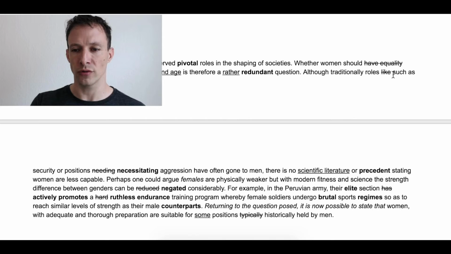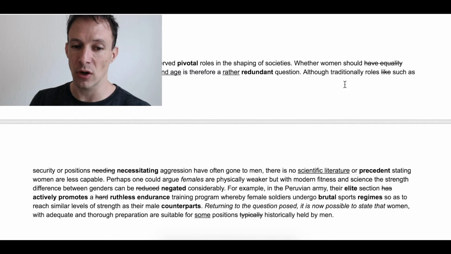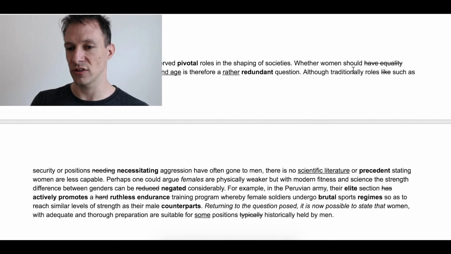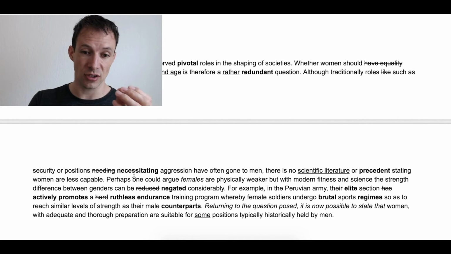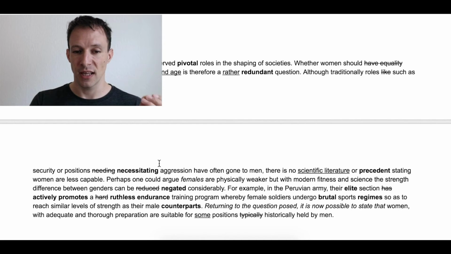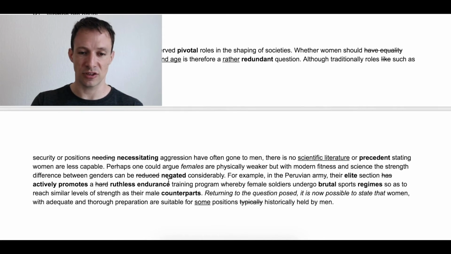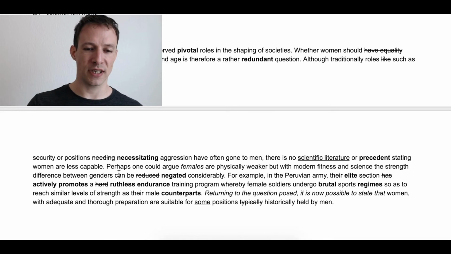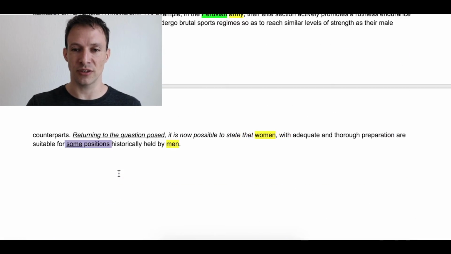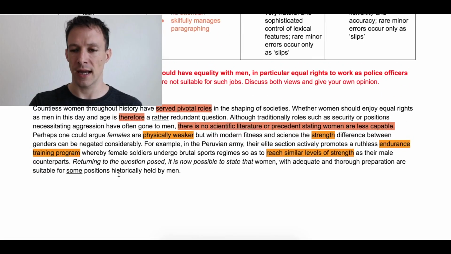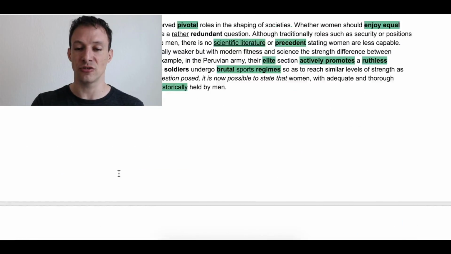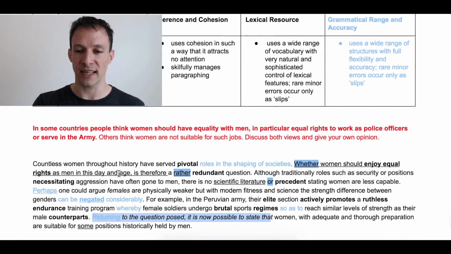Traditional roles like security or positions, although traditionally roles such as security or positions necessitating aggression have often gone to men. There's no scientific literature. So yeah, it's just looking for opportunities to improve your structures there and introduce more variety. So let's just go back here.